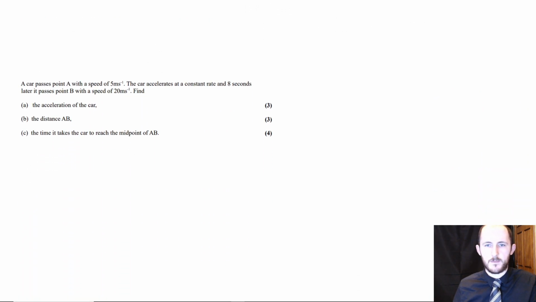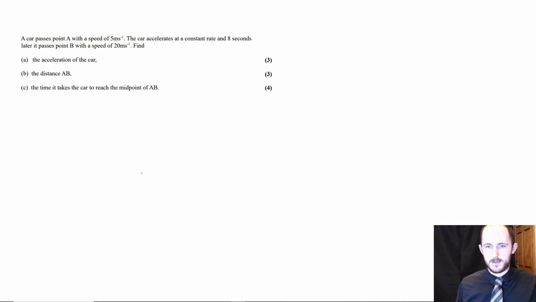So a car passes point A with a speed of 5 meters per second, accelerates at a constant rate, and 8 seconds later it passes point B at a speed of 20 meters per second. Find the acceleration, the distance, and the time it takes to reach the midpoint. Okay. So constant rate and 8 seconds later.